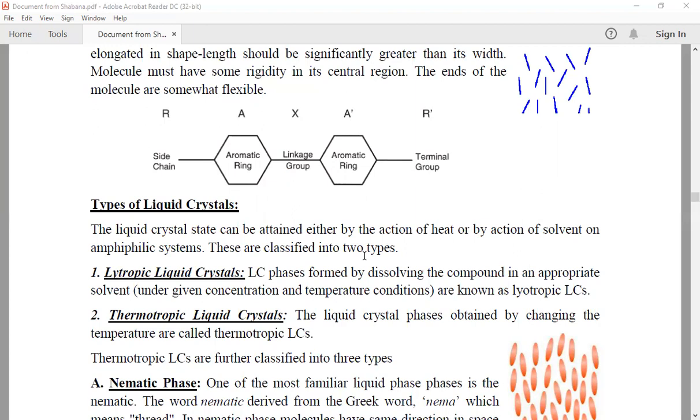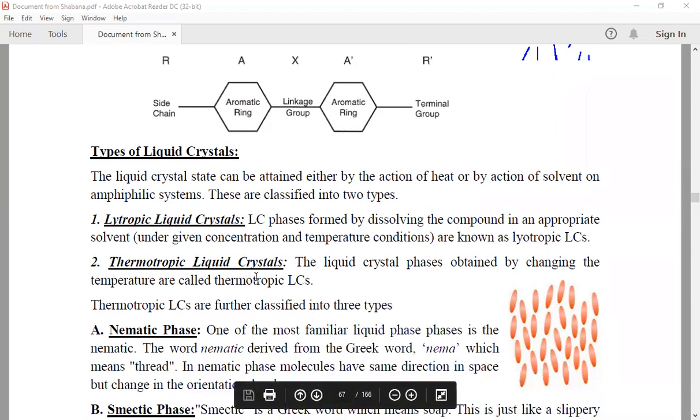The first one is the lyotropic liquid crystal. These exhibit a phase transition into the liquid crystal form when both the temperature and the concentration of the liquid crystal molecule in a solvent change. That means a liquid crystal phase formed by dissolving the compound in an appropriate solvent, under given concentration and temperature conditions, is known as a lyotropic liquid crystal. Coming to the second type of liquid crystal, which is known as the thermotropic liquid crystal.